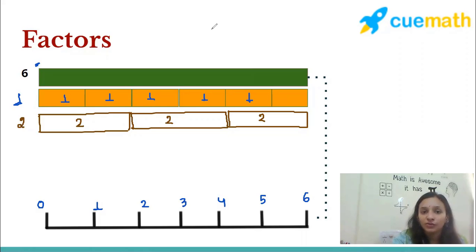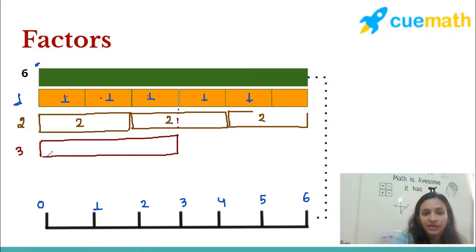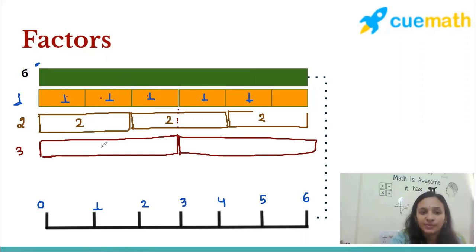Now, if we were to go with 3, 1 plus 1 plus 1 is 3. So I would basically be going from here till here, and somewhere it comes here. And from here till here, we can make it, like I have drawn it roughly. So it is representing 3 units each and is perfectly fitting the length of 6 units.